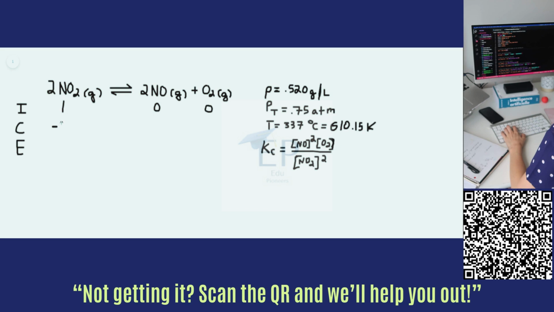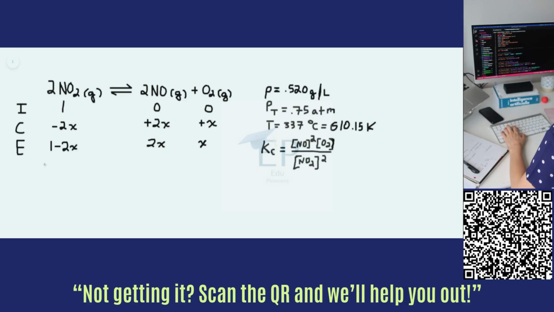And so let's put the change. This would be minus 2x. This would be plus 2x. And this would be plus x. Then we can write out what the equilibrium amount would be. 1 minus 2x, 2x, and x. So these are the equations we have for the equilibrium number of moles in the reaction.